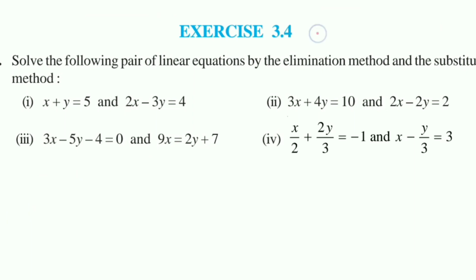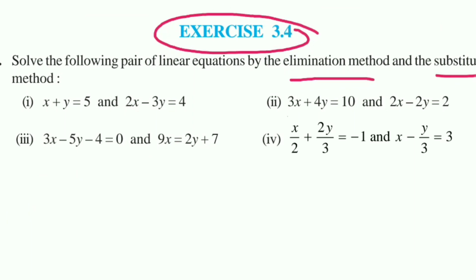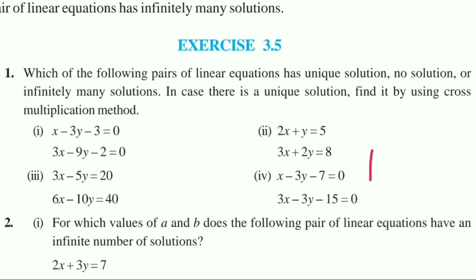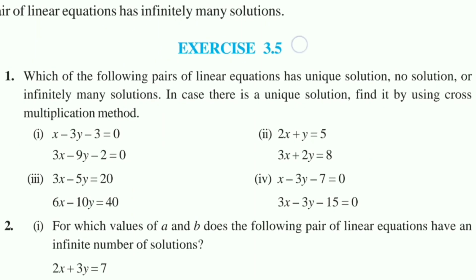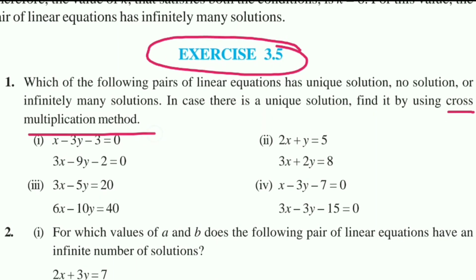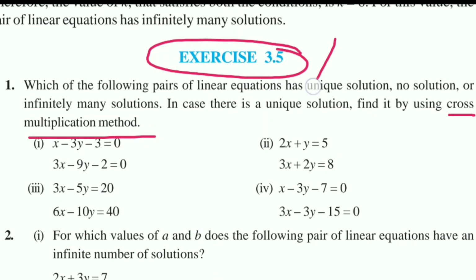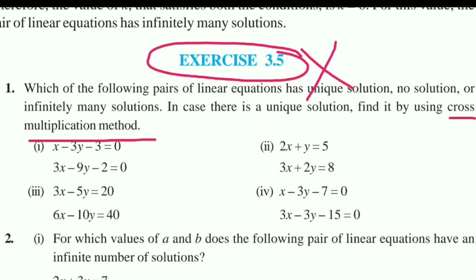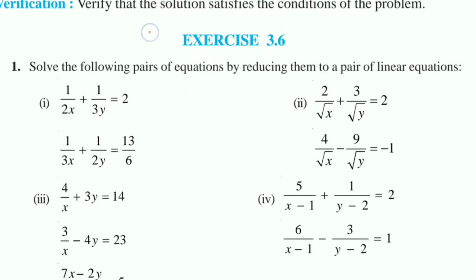In exercise 3.4 only two methods are there, the elimination method and the substitution method. That means you have to read it. In exercise 3.5, the cross multiplication method is given and it is removed, so don't read exercise 3.5. You have to read exercise 3.6.